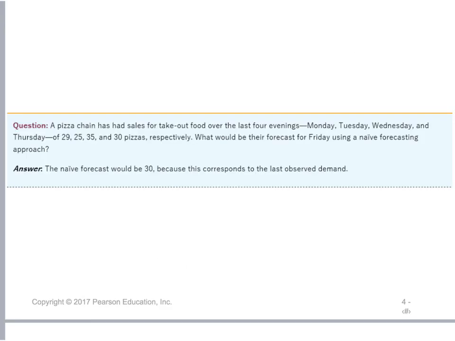That's all it is. Another example here, the pizza chain, we have 4 evenings where they sell pizza: Monday, Tuesday, Wednesday, and Thursday. 29, 25, 35, and 30 pizzas respectively. So Friday we're going to use a naive approach. So if my last day was Thursday and I sold 30 pizzas on Thursday, on Friday I'm also going to sell the same 30. It doesn't matter. It's not taking into account any kind of seasonal component where every Friday or on weekends we have more volume. It's just assuming whatever we did yesterday is exactly what we're going to do tomorrow.